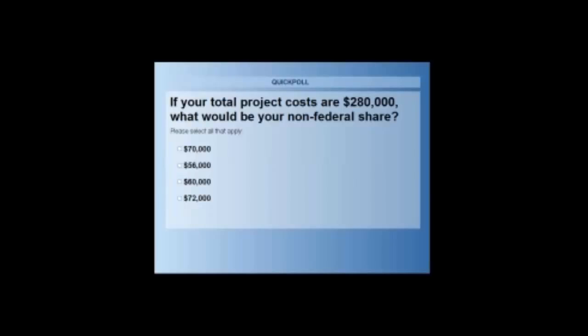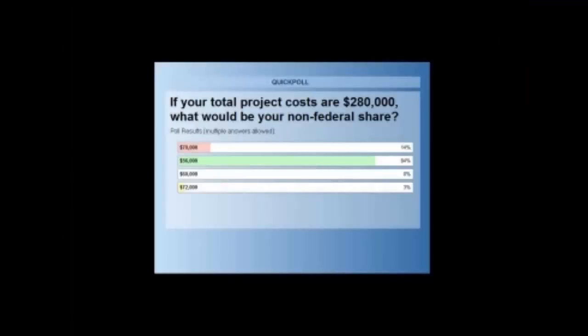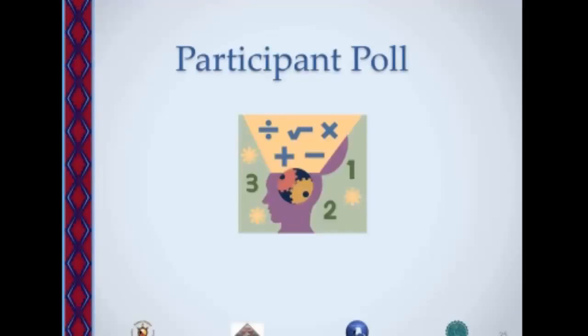So what would be the non-federal share on $280,000? Okay, we've got about 60% who have answered. 84% selected $56,000, and 14% selected $70,000, and 3% selected $72,000. Well, $56,000 is the answer, so I'm glad that a lot of you got that right.